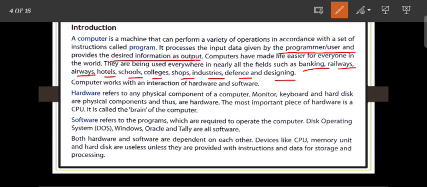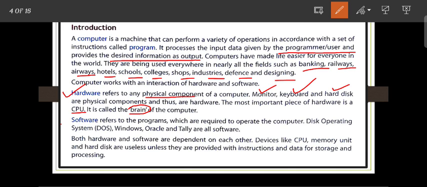Okay. Next thing is the computer works with an interaction of hardware and software. First is hardware. What is hardware? We all know that hardware is a physical part of a computer. Hardware refers to the physical components of a computer, like monitor, keyboard, hard disks. These are the physical components. The most important piece of hardware is called the CPU. Okay, the CPU is the most important hardware and it is also called the brain of a computer.